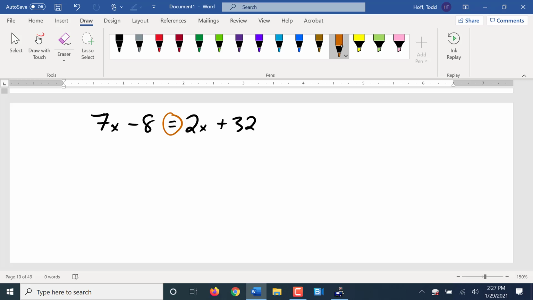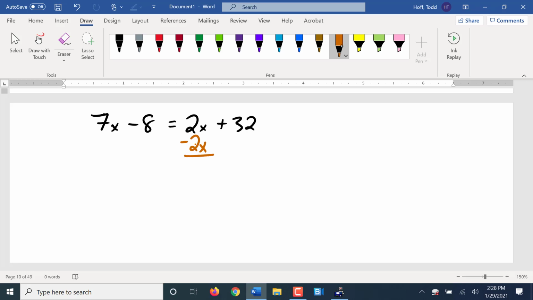Mathematically, the way we do that is if it's positive, we subtract it. That gets us to 0. If it's negative, we add it to get back to 0. It doesn't matter which one we remove, whether we remove the 7x or the 2x. Typically, it's easier if we get rid of the smaller one so that we don't have to deal with negative numbers as much. So yes, we're going to get rid of the 2x. Since it's positive, we are going to subtract it.